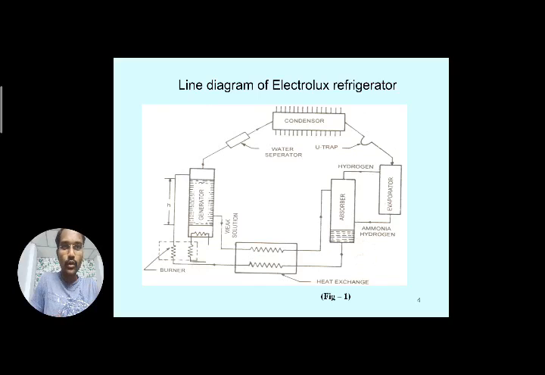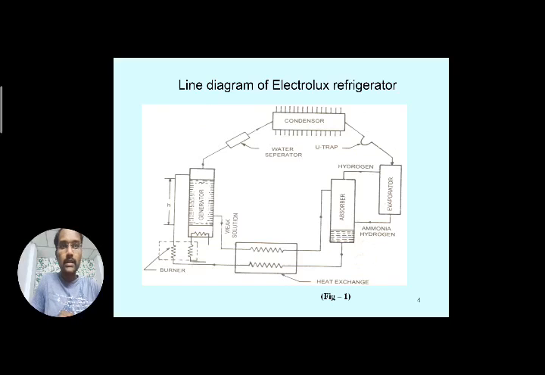So similarly all the components are there, just how they are placed, how they are arranged is in a different way. That's it. And here you can see in the connection from the evaporator to the absorber, there is a flow of hydrogen present in the evaporator. We will see what is the purpose of hydrogen also.